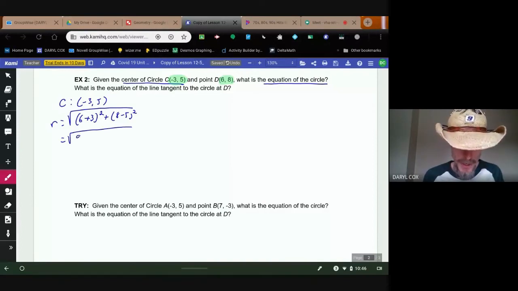6 plus 3 is 9. 8 minus 5 is 3. Still squaring it. 9 squared is 81. 3 squared is 9. So that's a radius of square root of 90.